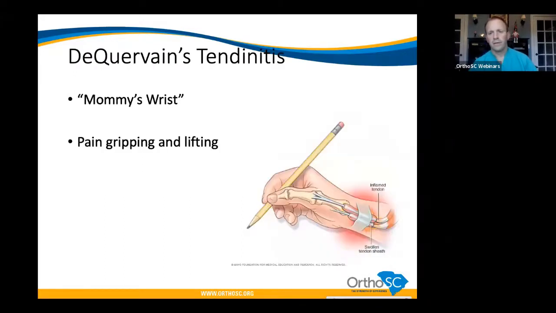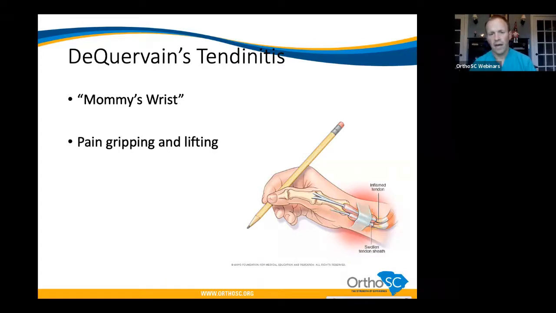So moving on to tendonitis, de Quervain's tendonitis can sometimes overlap or be confused with arthritis, especially in the thumb. And so this leads to pain more on the side of the wrist here. And so new moms get this from lifting their baby. And then so gripping and lifting.